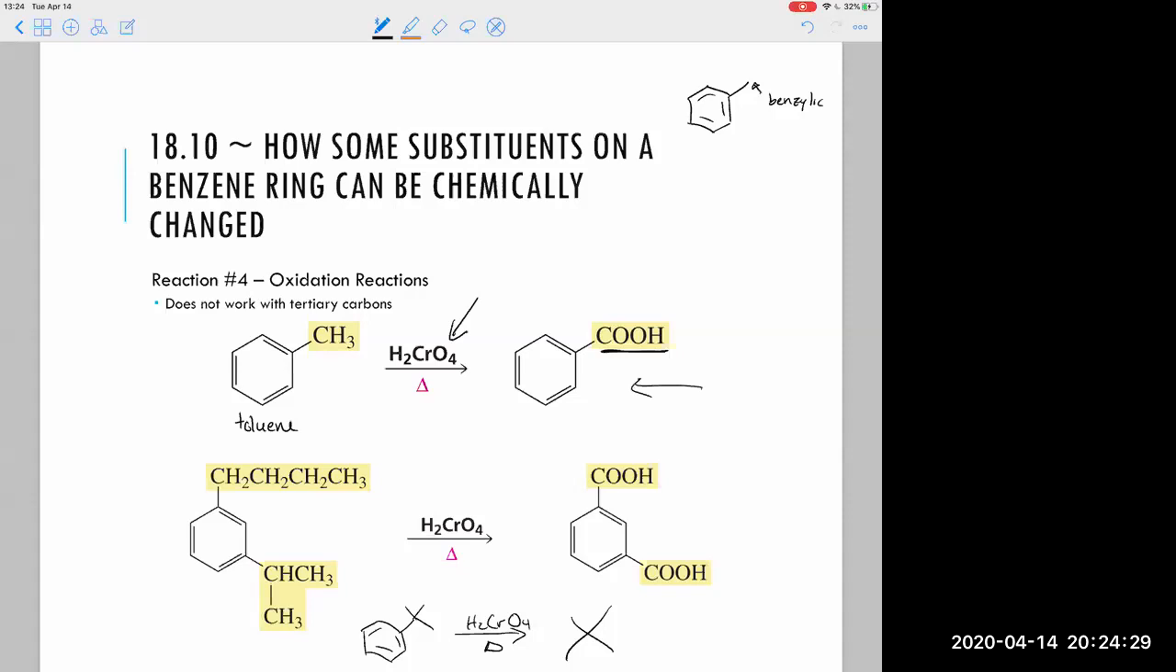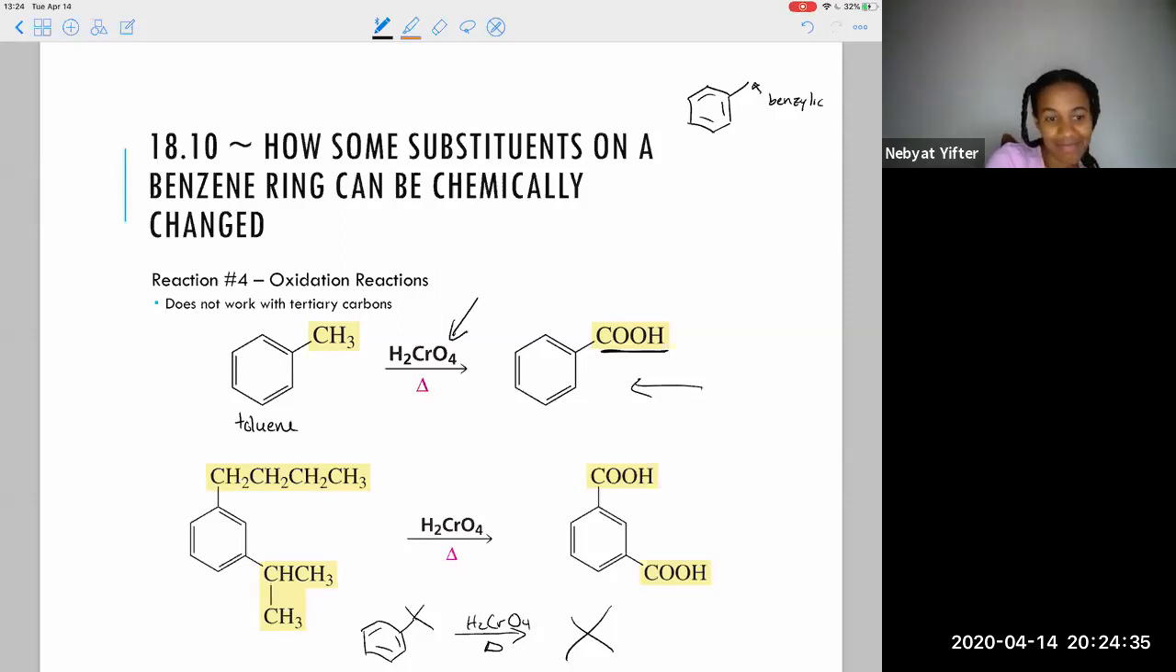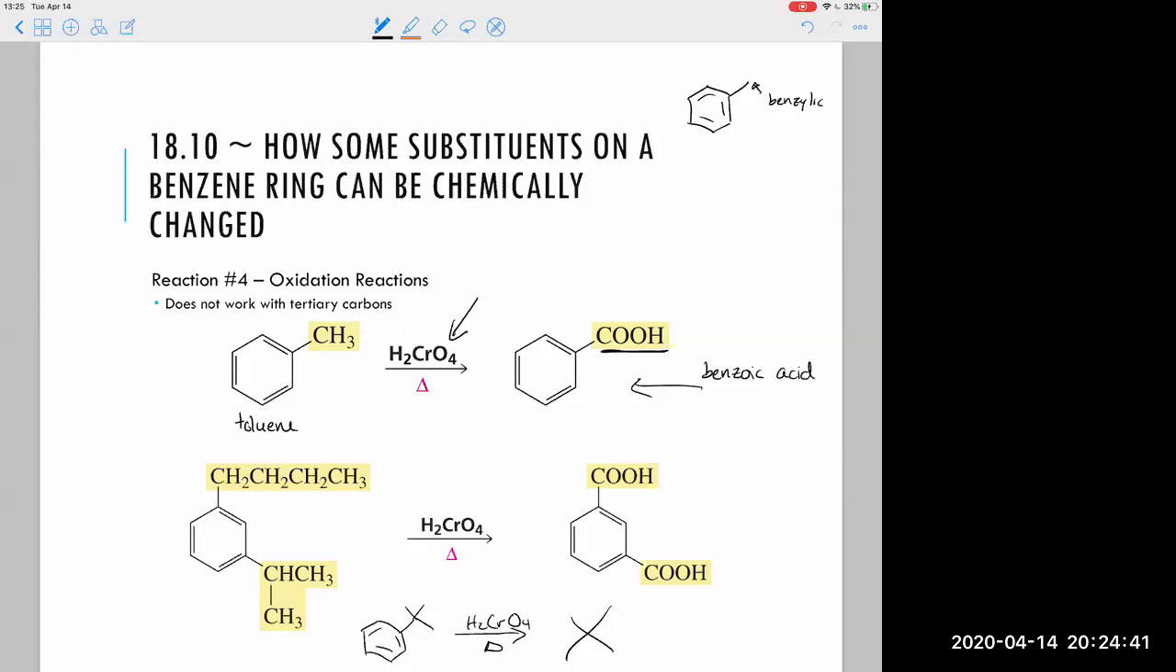Can anybody tell me what this guy's called? Benzoic acid. Nice, yep. Awesome. Okay, so those are our oxidation reactions with the benzene ring. Notice that the actual benzene ring itself is not touched, right? It's just the alkyl groups that are decorating the outside there.